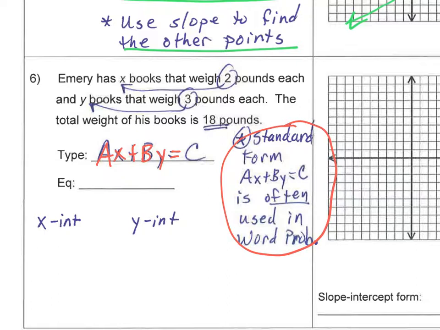It says Emery has x books that weigh 2 pounds. All right, so I know x is 2. And he has y books that weigh 3 pounds each, and the total weight of his books is 18 pounds. So I can think of the rate of x as 2, so that's going to be 2x, and the rate of y is 3y, and I know that total is 18.